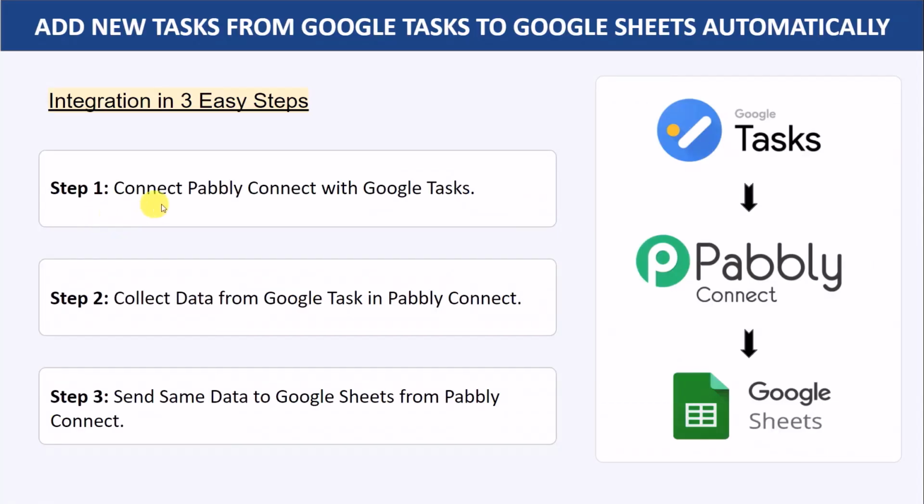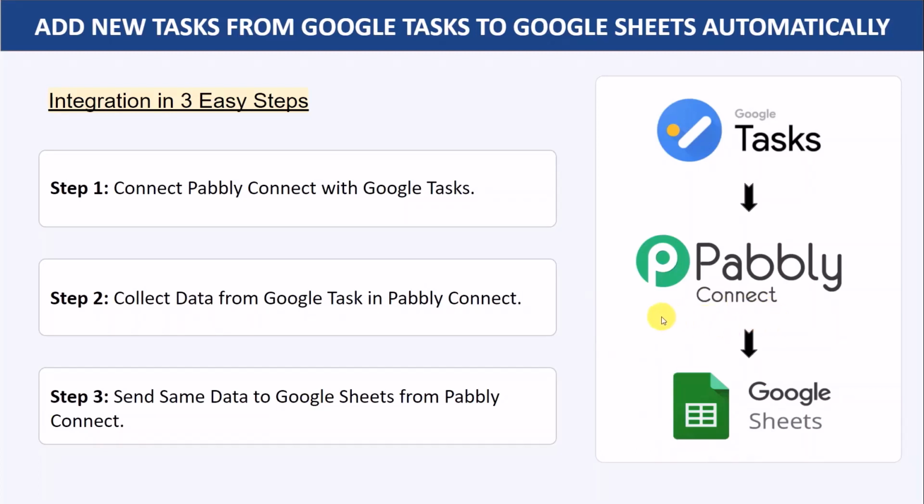In step 1, connect Pabbly Connect with Google Task. So in step 1, we are going to create an integration with Pabbly Connect and Google Task. Now at step 2, collect the data from Google Task in Pabbly Connect. So basically Pabbly Connect is going to capture the data from Google Task. And in step 3, send the same data to Google Sheets from Pabbly Connect. So the data which Pabbly Connect has captured from Google Task, the same data will be sent to Google Sheets. So basically, we have created an integration between Google Task and Google Sheets with the help of Pabbly Connect.